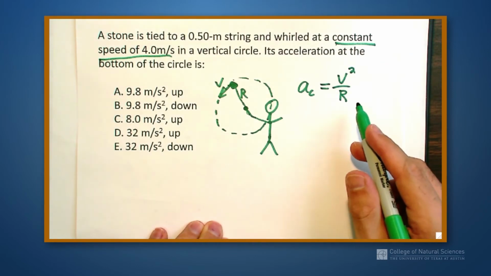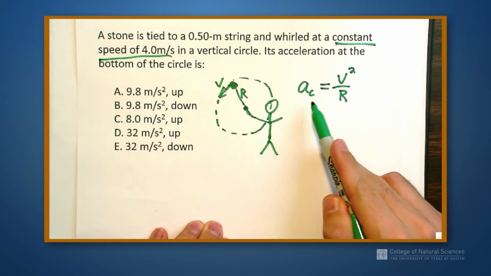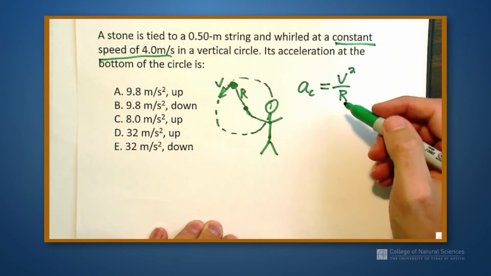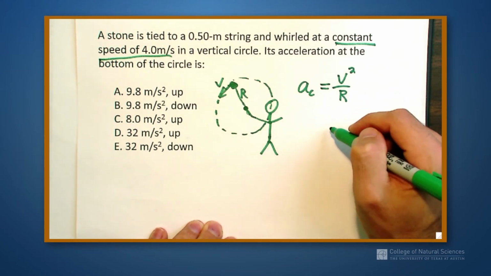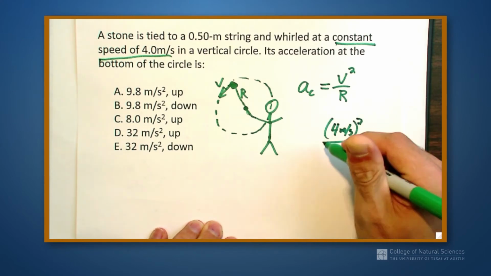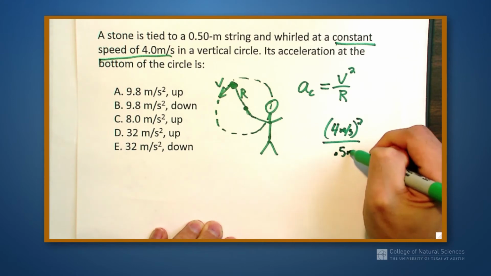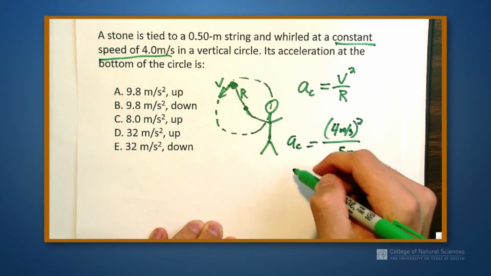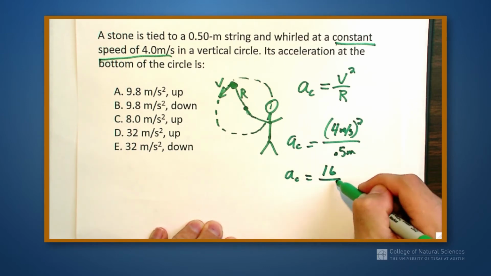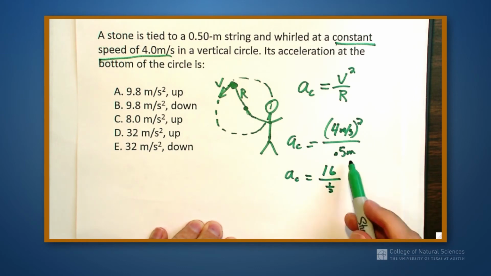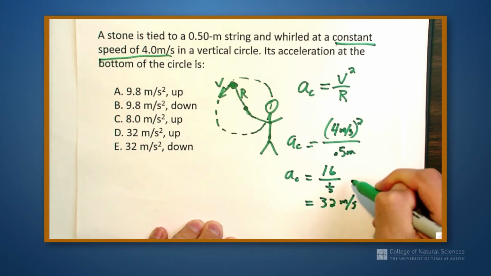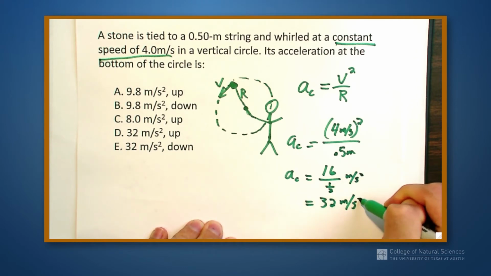Well, when we get to the bottom of the loop, the top of the loop, any of the loop is going to have the same value. So all I have to do is actually just substitute this in. It says it's 4 meters per second quantity squared over 0.5 meters is our centripetal acceleration. Our centripetal acceleration is 16 divided by 1/2. 0.5 is 1/2, so 16 divided by 1/2 is equal to 32 meters per second squared.